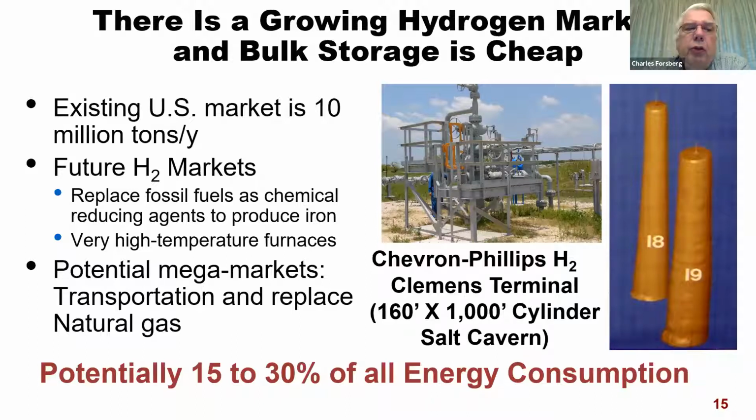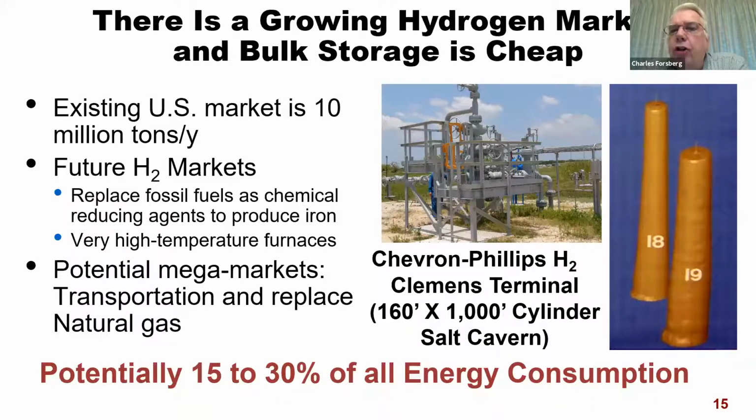The first one is replacing fossil fuels as chemical reducing agents to produce iron. In most cases, there are no other options. You need a chemical reducing agent. The second is for high temperature furnaces where one needs very high temperatures. And of course, hydrogen burning can provide those very high temperatures. There are also 2 potential mega markets, much less certain because they have other competitors, that is the transportation and the replacement of natural gas.